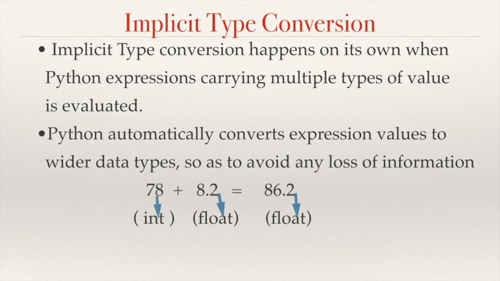This happens implicitly in a way that the int 78 gets promoted to float 78.0, and then this is added with 8.2 to produce the output 86.2. Here, one thing to be noted is that not all data types can be implicitly converted to any other data type. This implicit type conversion only happens with a few of the data types present in Python. Let us see one code example to get a detailed idea of implicit typecasting.